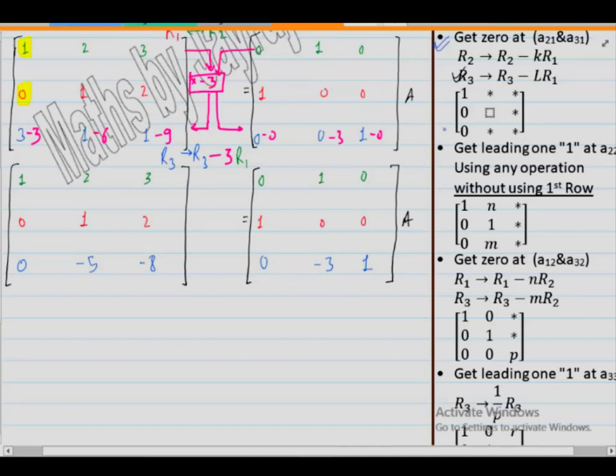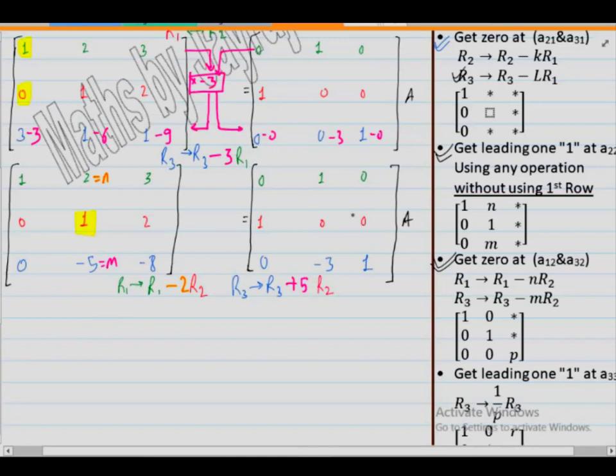So we complete this step and we already have the leading one at A22 point. That means we get the leading one as well as the zero, right? Now we should move to the next step, in which we need to get 0 at A12 and A32 by the operations R1 gives R1 minus n, or we can say 2R2, and the second operation will be R3 gives R3 minus m, or we can say plus 5 R2.